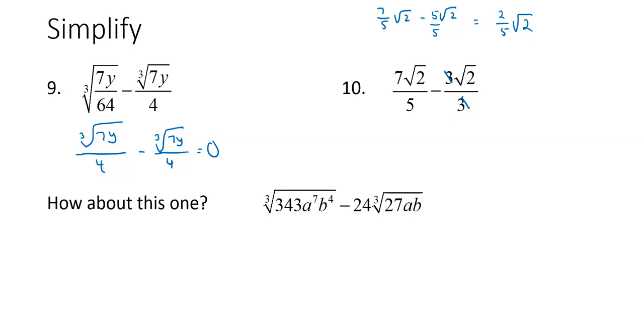Oh, this says, how about this one? There must be something fun coming here. I've got a cube root of 343, a to the 7th, b to the 4th. What number times itself 3 times will give me 343? Let's see if it's a whole number. It's 7, right? Which you can do by hitting that cube root key on your calculator. Cube root of 343 comes out to be exactly 7.